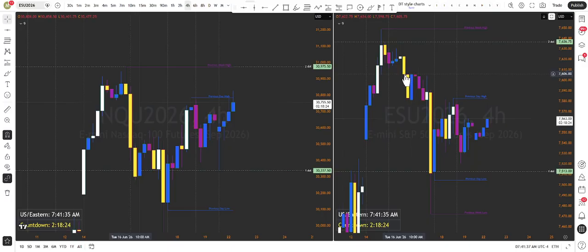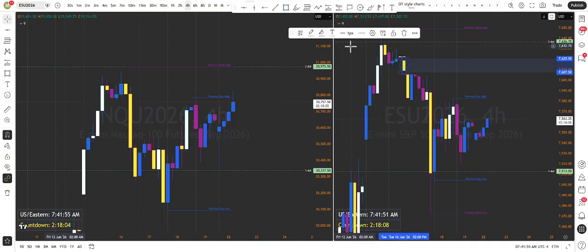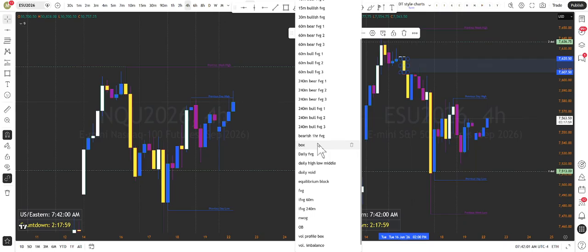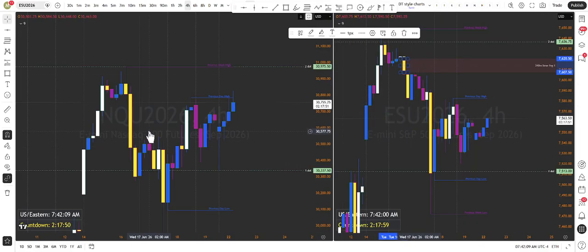I hate when the ES and NQ are just off. This side been mitigated. Well, you don't have a candle that's closed above it, so you can mark it. You know, marking up your chart is so subjective. But anyway, this is a 240-minute bearish fair value gap. And you could mark this one because a candle hasn't closed inside this.